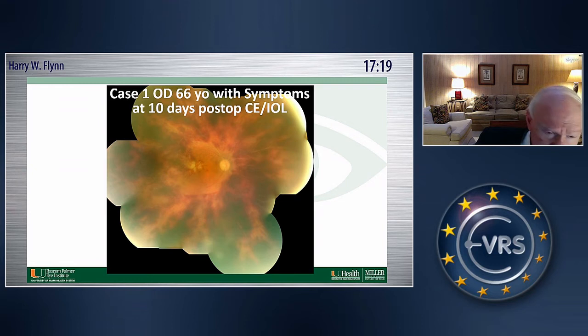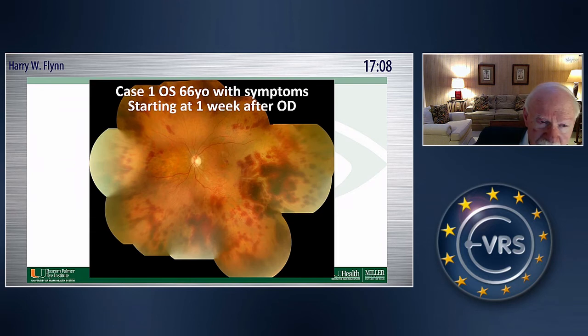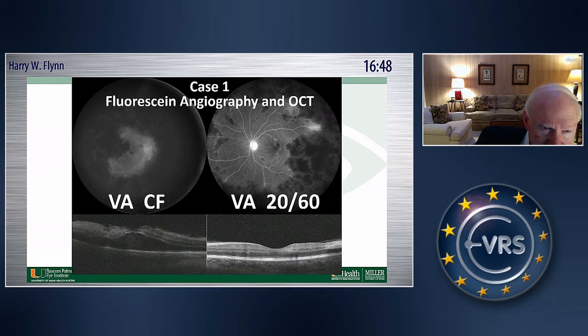Now, the major difficulty in this case was that the other eye had surgery 7 days after the first eye. And next slide, you can see that the second eye of the same patient developed a similar problem at 1 week after the second surgery. You can see the severe hemorrhages and attenuation of vessels in this patient. Next slide. The fluorescein angiogram shows the marked attenuation of vessels and non-perfusion in the retinal periphery, which confirms the visual outcome with count fingers in the right eye and 20/60 visual acuity in the left eye.